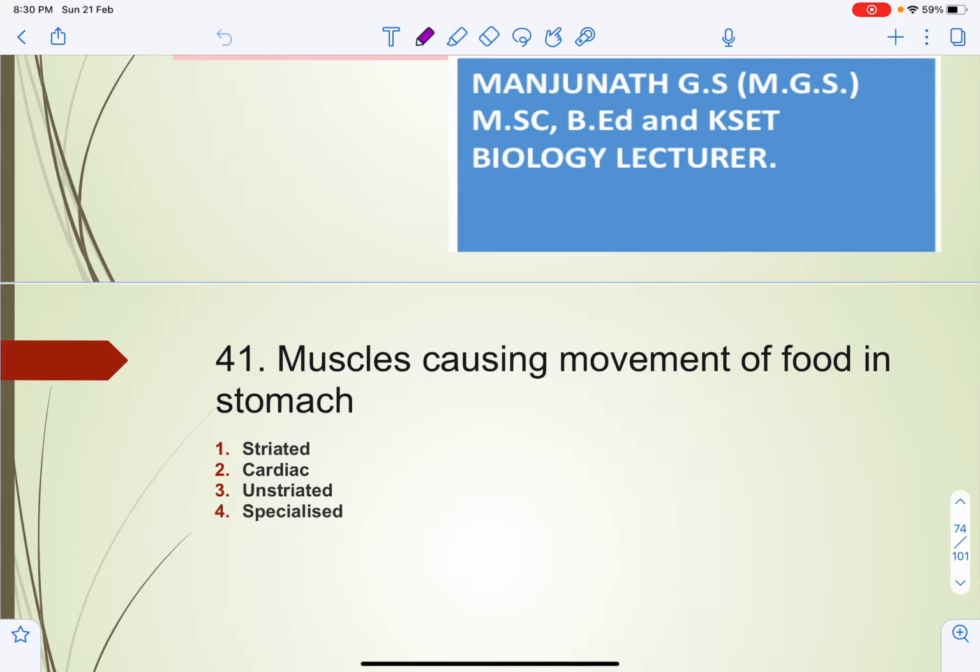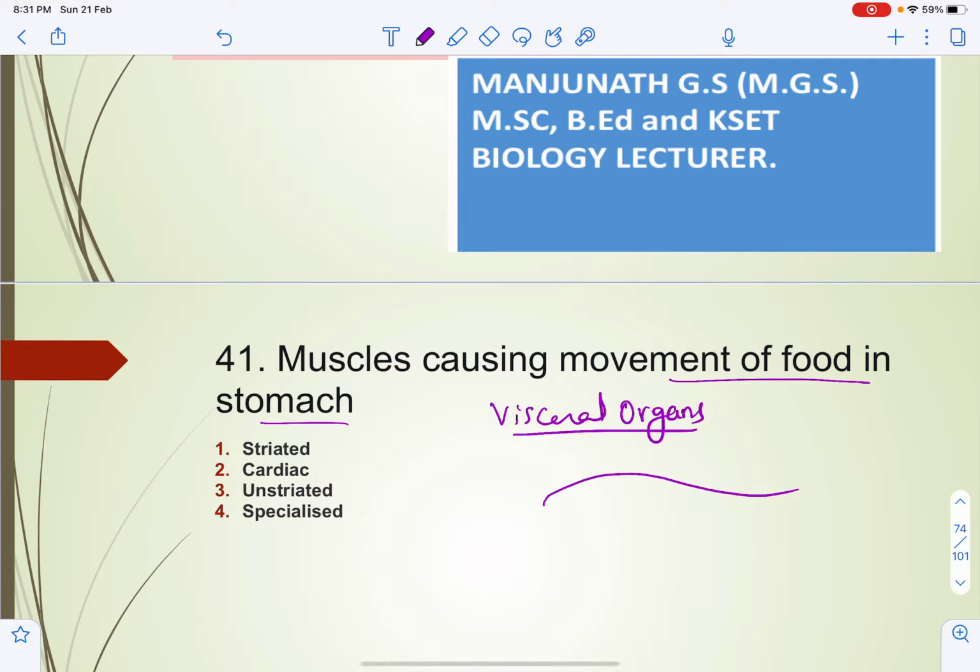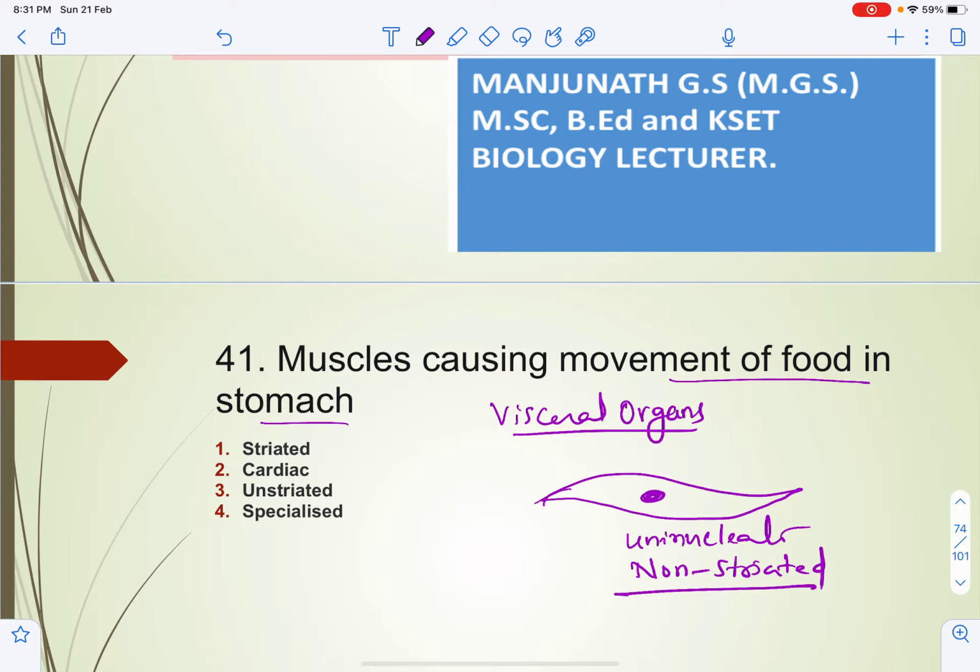First question: the muscles causing movement of food in the stomach. Generally, we know that in the visceral organs, the internal organs, spindle-shaped muscle fibers are present. These spindle-shaped muscle fibers are uninucleate and non-striated. That is, non-striated muscles, or we can also say unstriated muscles.